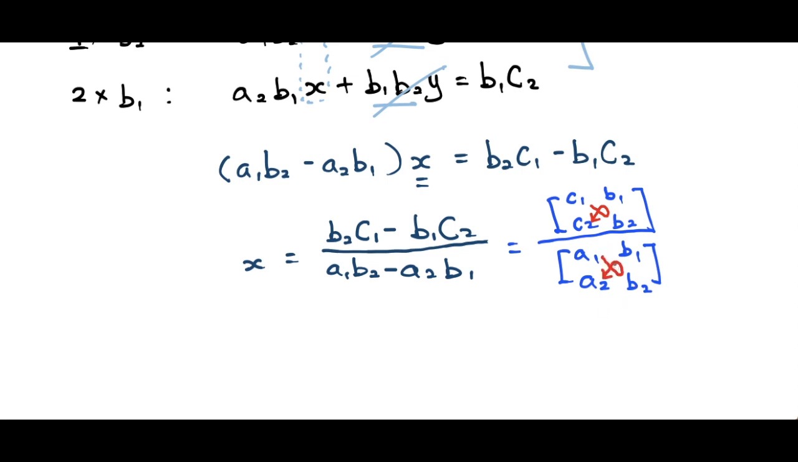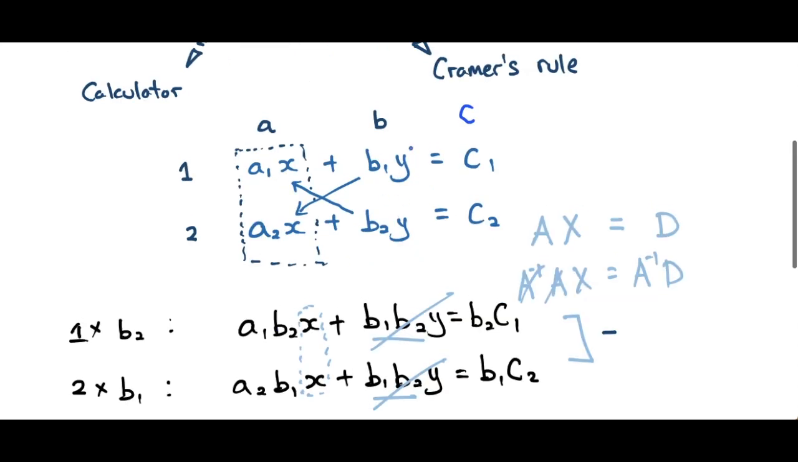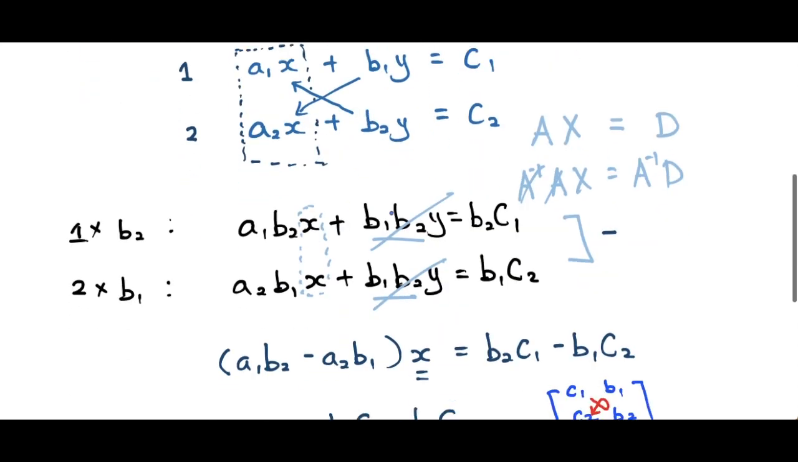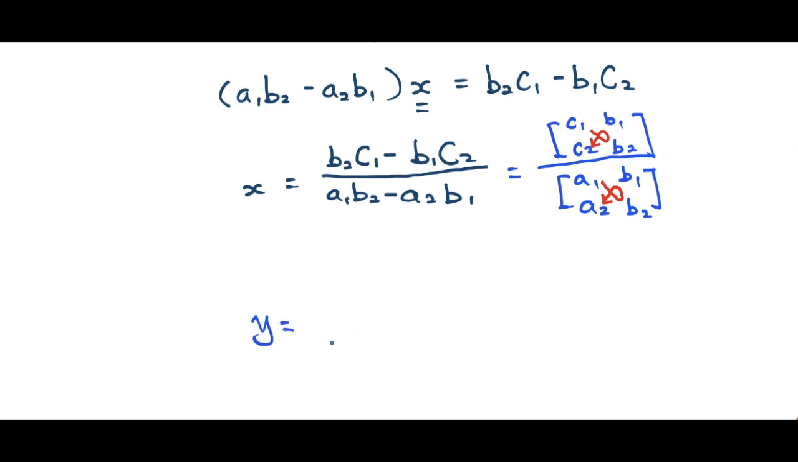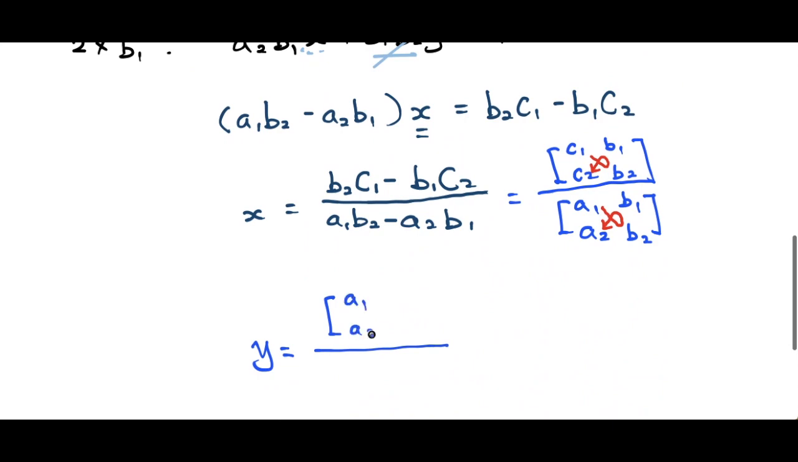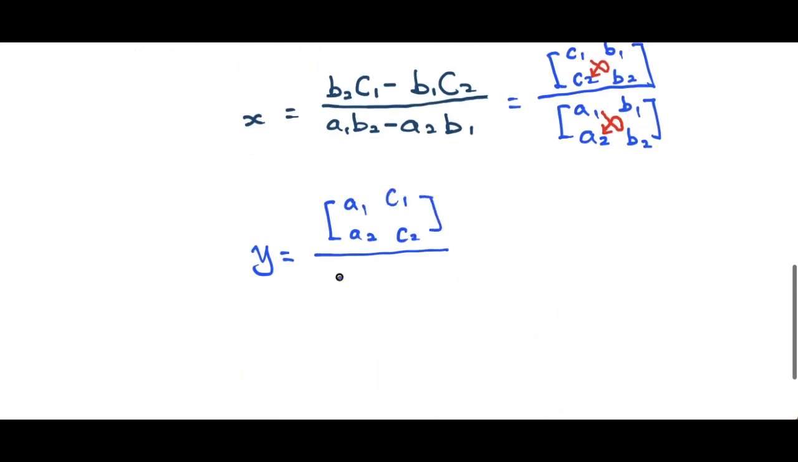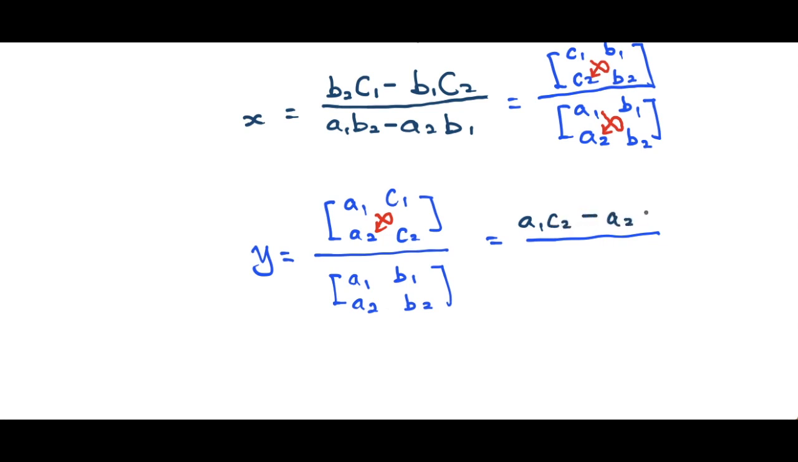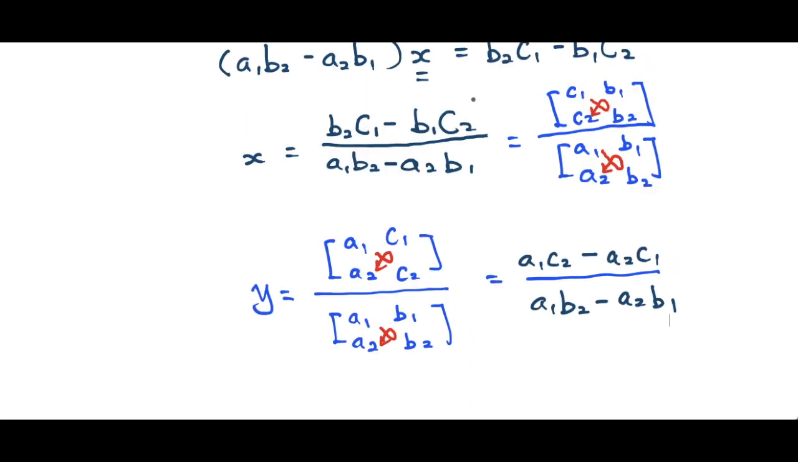The same rule applies to the y value. If I replace the B column by the constants, I get a1, a2, and then c1, c2, and the denominator will be the same: a1, a2, b1, b2. So when I expand this, it is a1 c2 subtract a2 c1 over the denominator a1 b2 subtract a2 b1. This is only for a 2 by 2 matrix, with two equations and two unknowns.